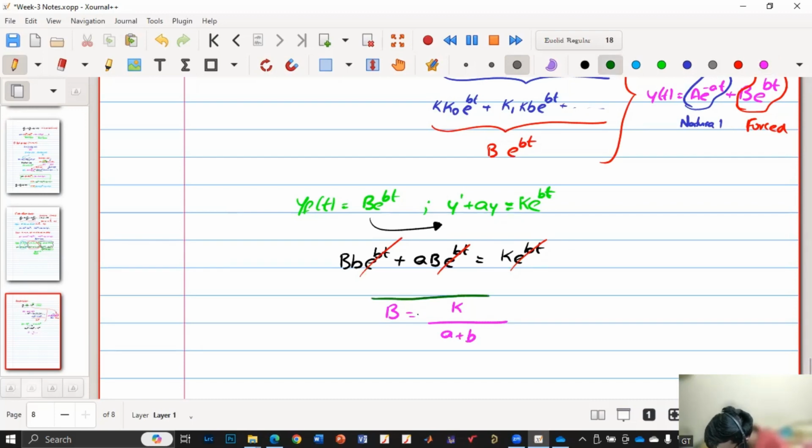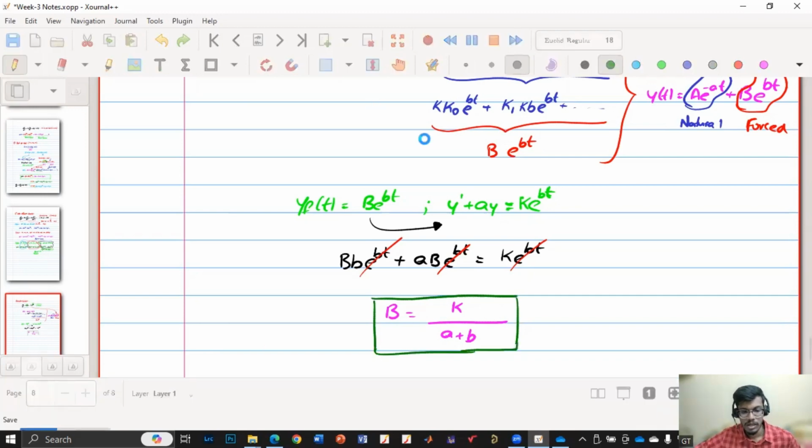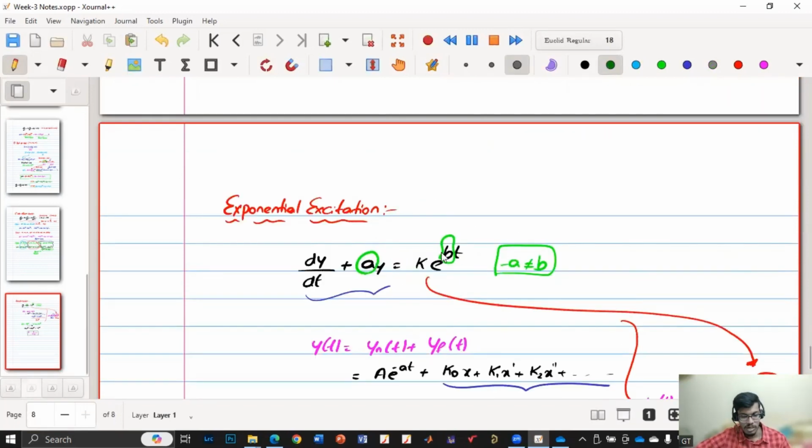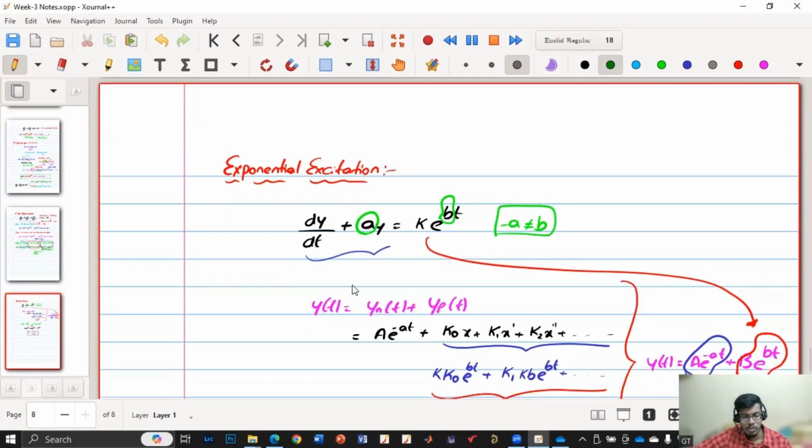So is this last part clear? I have given an exponential excitation, instead of a normal polynomial function x of t, and this b is not equal to minus a. If it happens that way, it becomes the exceptional case, and my output will be some (At + B) into e to the power minus at. But here there is some different exponential term.